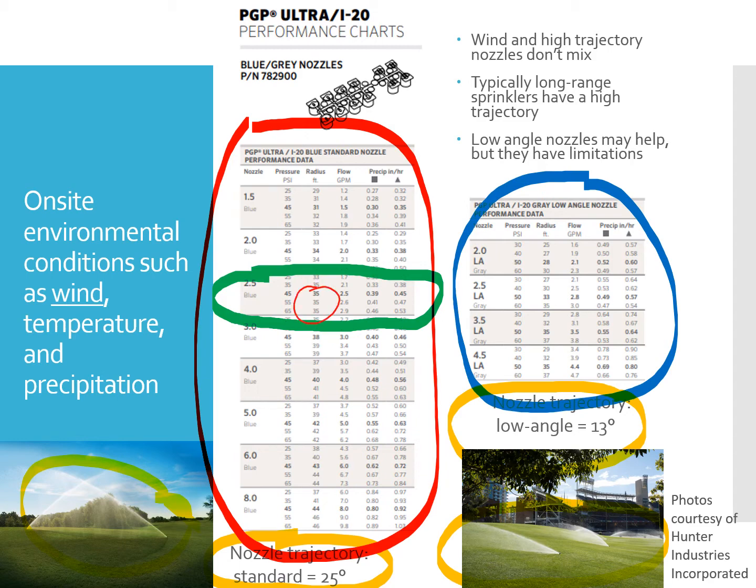Now over here on the right, the 2.5 low angle has a flow rate of about 2.5, but has a radius of 33 feet. So you're not going to be able to travel as far, and the flow rate is slightly higher than the traditional 2.5. So you're going to add a little bit more flow rate to be able to get as far as you would like to get and still keep it at a low angle. So that is also a limitation.